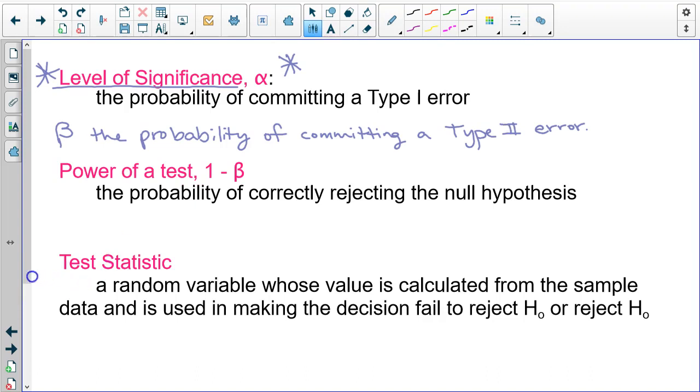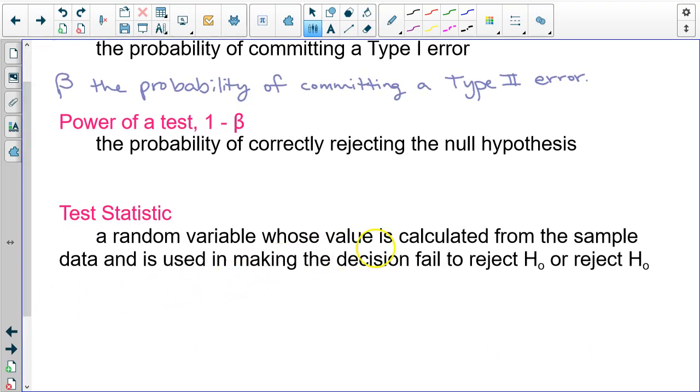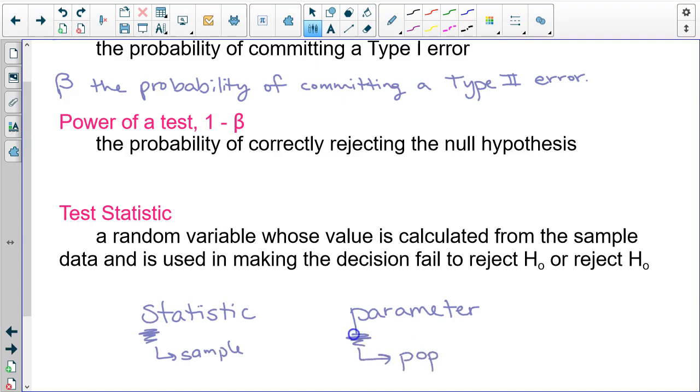And then a test statistic is a random variable whose value is calculated from the sample data and then is used in making the decision to fail to reject the null or to reject the null. You already know that. Remember, I gave examples of a statistic versus a parameter. Statistic goes with sample. Remember S with S? And parameter goes with population. Do you remember some examples of a statistic that we could find?